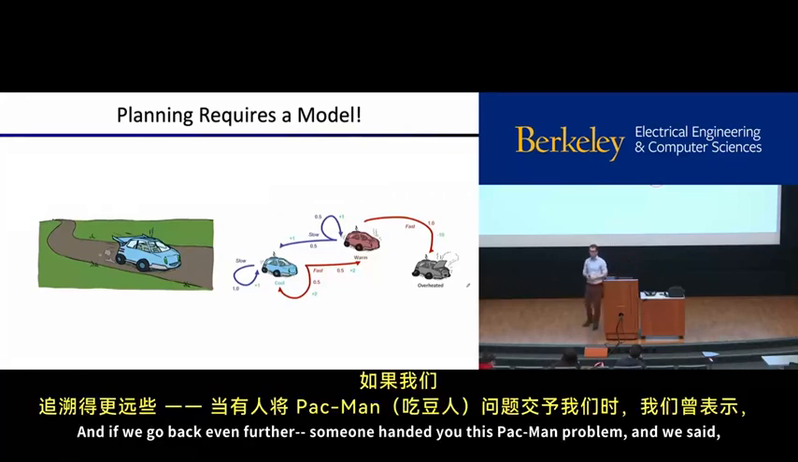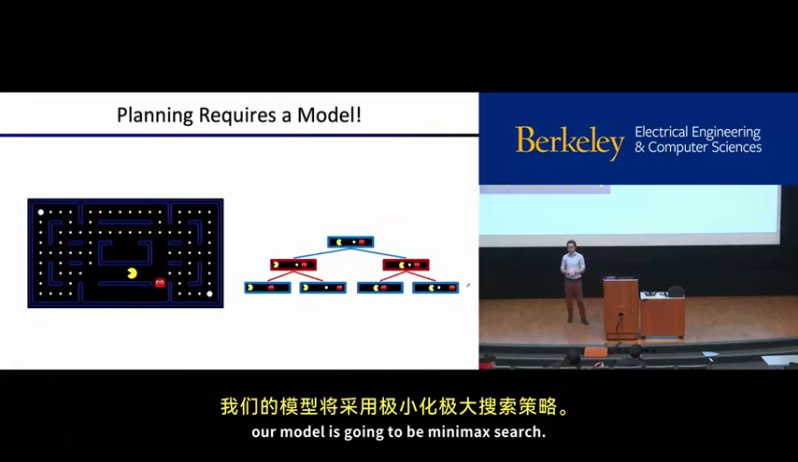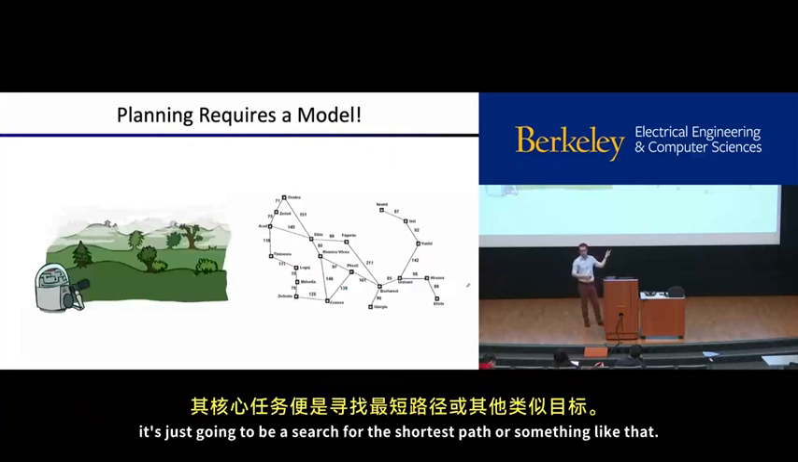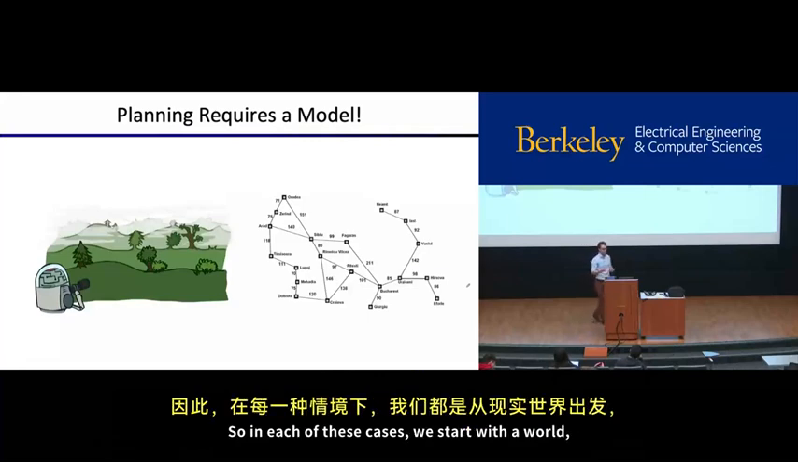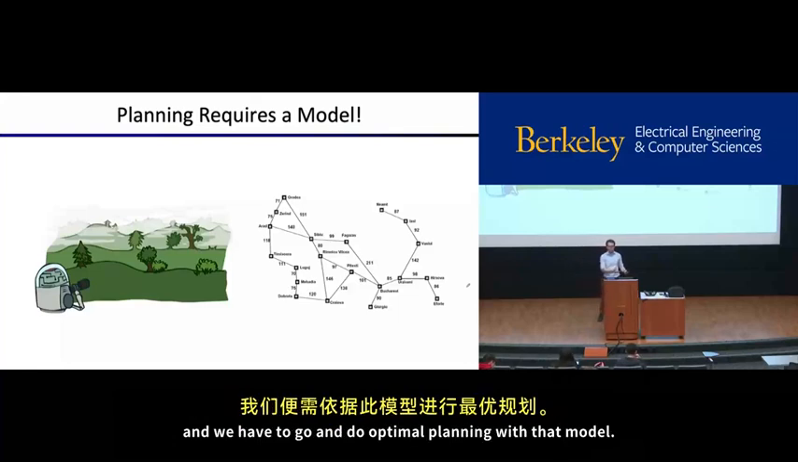Right? And if we go back even further, someone handed you this Pac-Man problem, and we said, okay, our model is going to be minimax search. Or, someone handed you this problem, and we said, okay, our model is going to be a graph. It's just going to be a search for the shortest path or something like that. Right? So in each of these cases, we start with a world, and then someone hands us a model of that world, and we have to go and do optimal planning with that model.